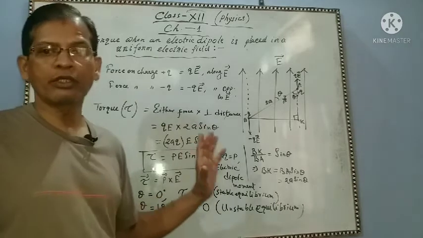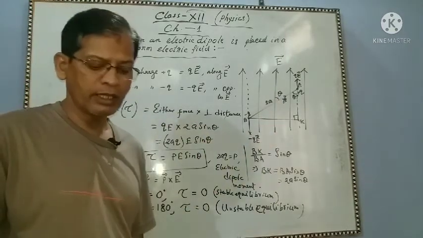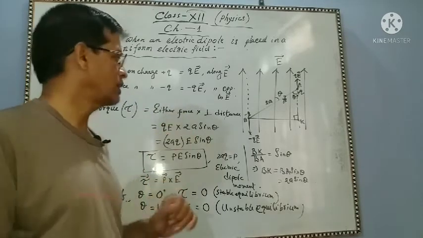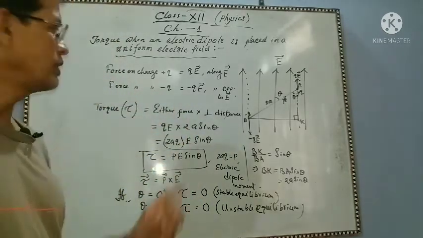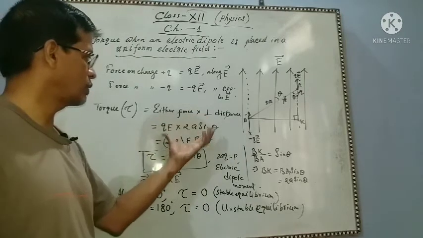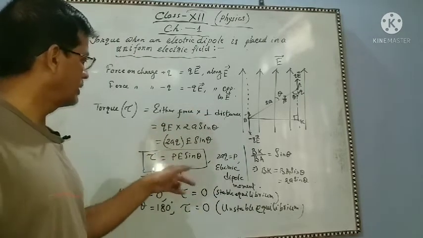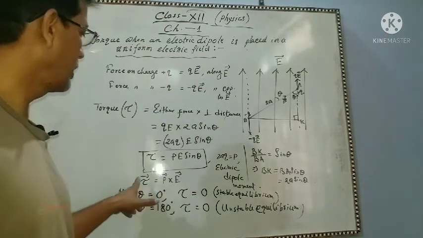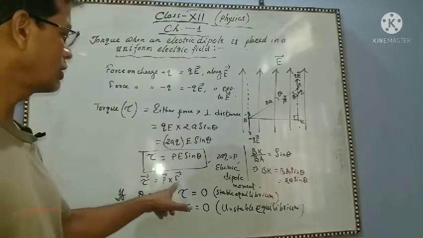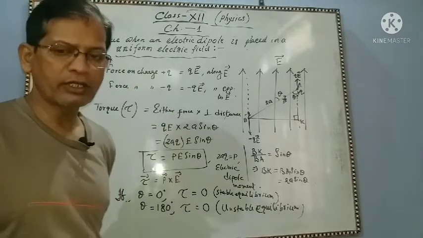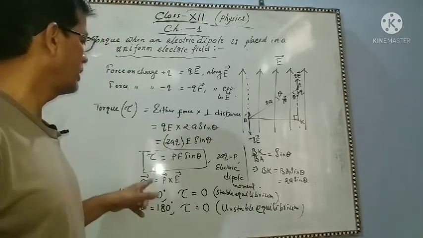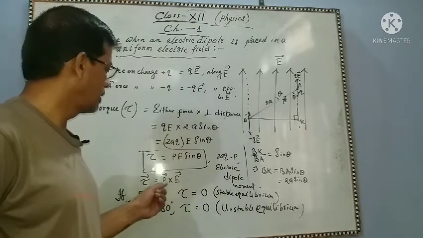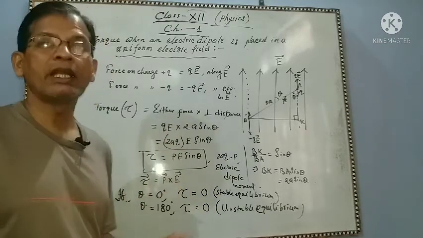So we have got the expression for torque when an electric dipole is placed in a uniform electric field. This is torque because two forces act in opposite directions having the same magnitude and different lines of action, so they constitute torque. Torque means either force into perpendicular distance. By the right hand thumb rule, we get tau vector equal to P cross E. Now what is the direction of the tau vector? The tau vector is perpendicular to the plane in which P and E lie.